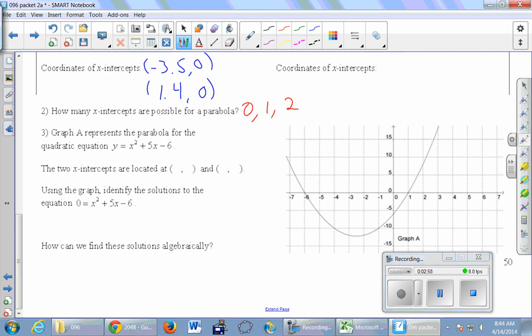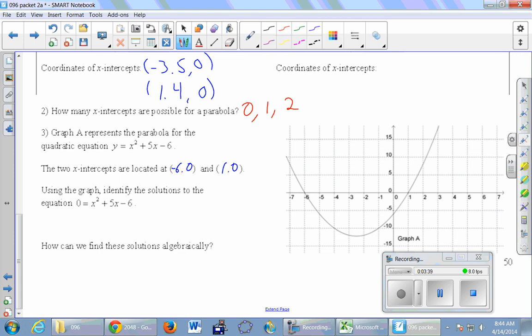Let's come down here to number 3, which takes a look at graph A again, same graph as we started with. So here now I'm finally giving you the equation. Y = x² + 5x - 6 is what I asked GeoGebra to graph here. So let's fill in the x-intercepts again. So it looks like they are still at -6, 0, and 1, 0. Okay, let's move on to the next question. Using the graph, identify the solutions to the equation 0 = x² + 5x - 6.